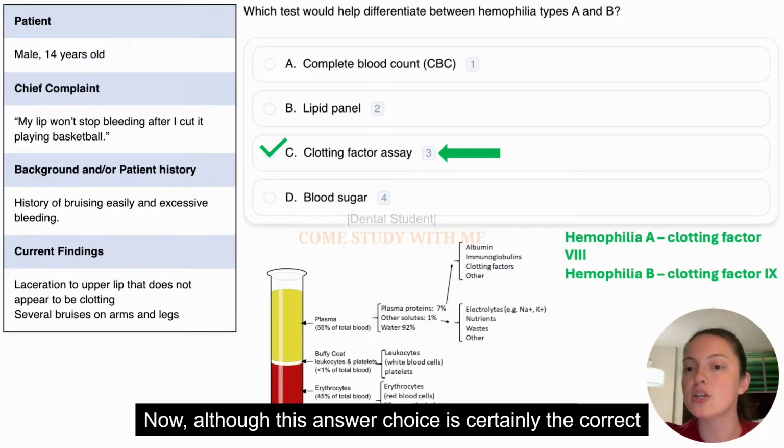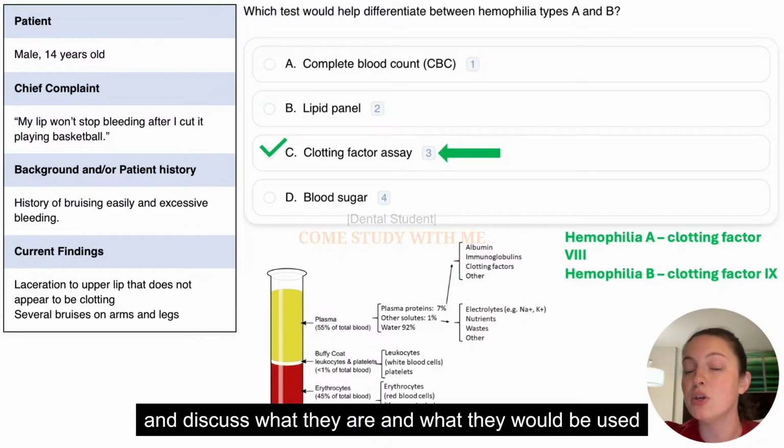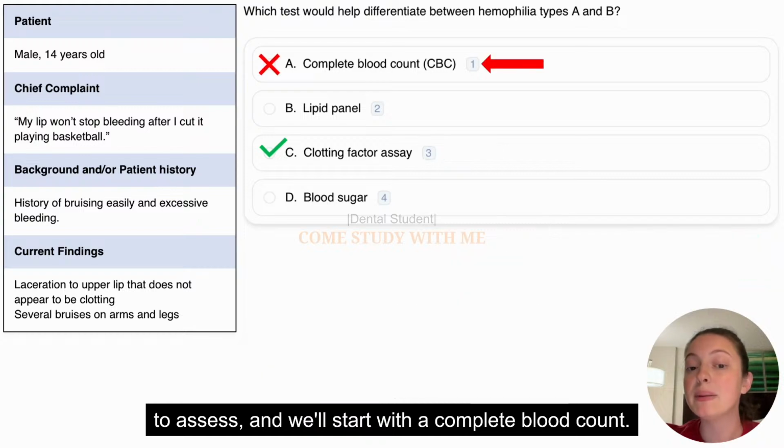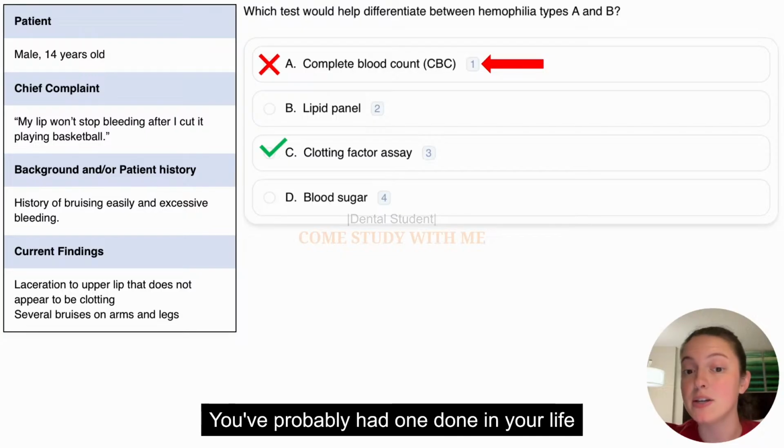Now, although this answer choice is certainly the correct answer, let's go through the other answer choices and discuss what they are and what they would be used to assess. And we'll start with a complete blood count. Now, a complete blood count is actually a pretty common blood test. You've probably had one done in your life, and it's done at routine doctor's appointments.